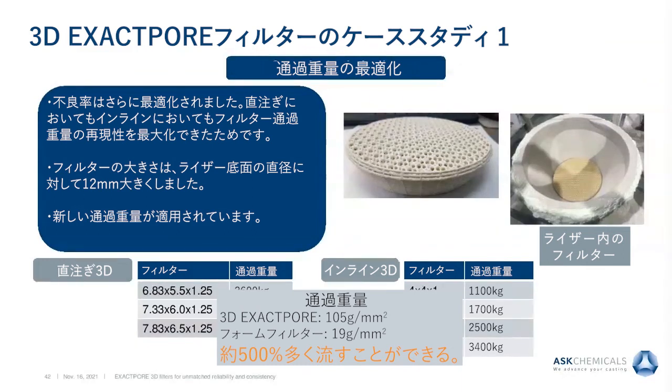This is a remarkable increase when you compare it to foam filters. Foam filters typically have a recommendation of around 27 pounds per square inch for these types of alloys. This is over a 500% increase in ASK's recommendations.